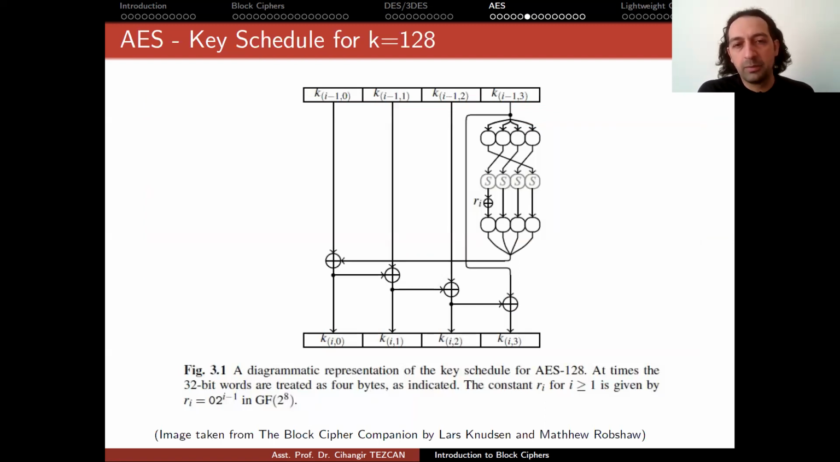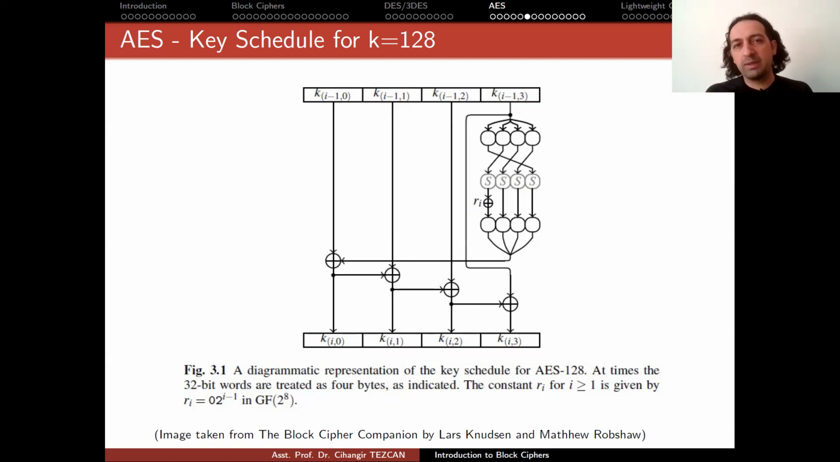Before seeing the operations, let's see how the key schedule works. This image is taken from the book, The Block Cipher Companion by Lars Knudsen and Matthew Robshaw. A 128-bit key, if you choose that key length, is represented with 4 words of 32 bits. So these 32 bits are rotated 1 byte to the right, then the S-box operation is applied. A round constant is added to this byte, then this is XORed to the leftmost word, and it is XORed to the next, and next. So this is the key schedule for the case when the key length is 128.